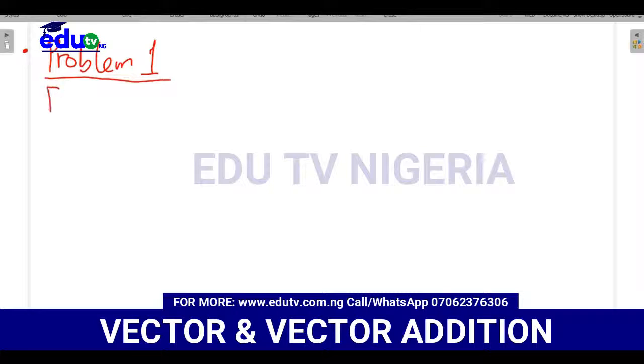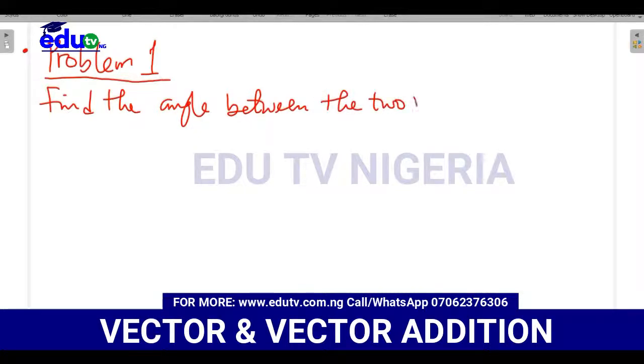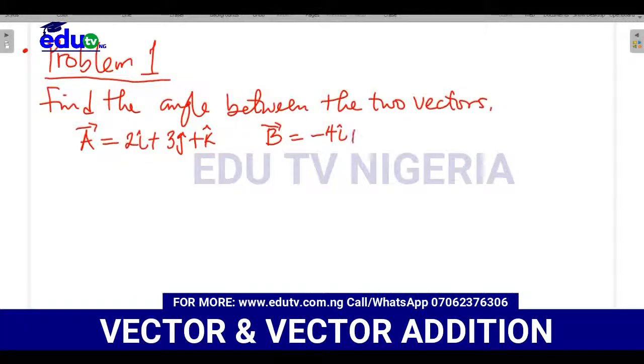The question says, find the angle between the two vectors. Vector a, in three dimensions, is 2i plus 3j plus k, and the second vector b is minus 4i plus 2j minus 4k. Now the question says, find the angle between the two vectors.